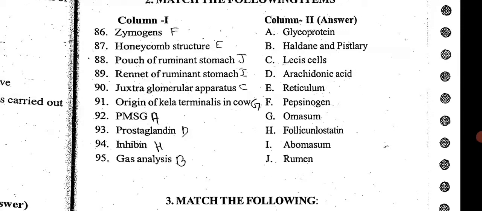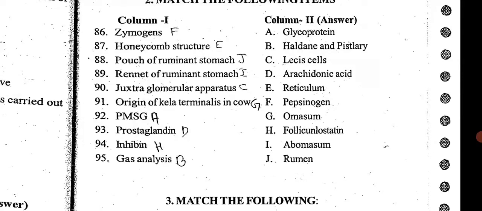Inhibin is the folliculostatin. Inhibin is a folliculostatin as it inhibits the follicle stimulating hormone, and follicle stimulating hormone is responsible for the stimulation, formation, or maturation of the follicles, and inhibin inhibits that, so it is known as the folliculostatin.